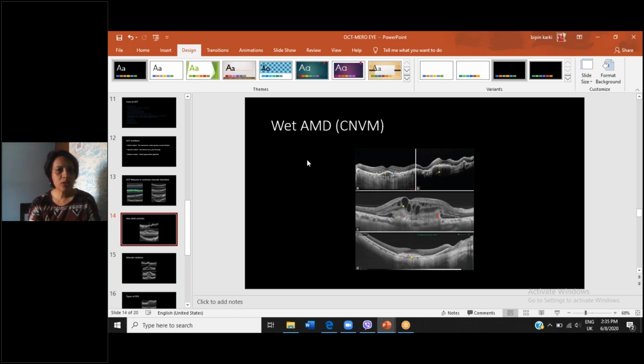I'm sorry, I don't have any pictures of dry macular degeneration, but they have got this irregular, something like this. Irregular drusenoid deposits along the outer layers of the retina. There will be little mounds of deposition there, which are actually drusen. That's what you can see in dry macular degeneration, somewhat like this.